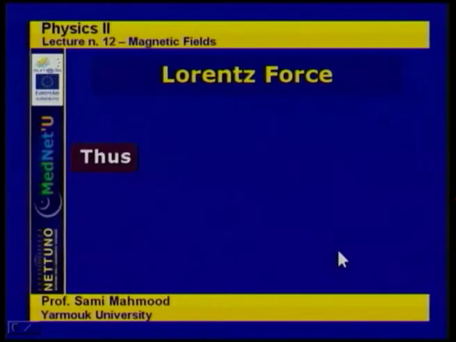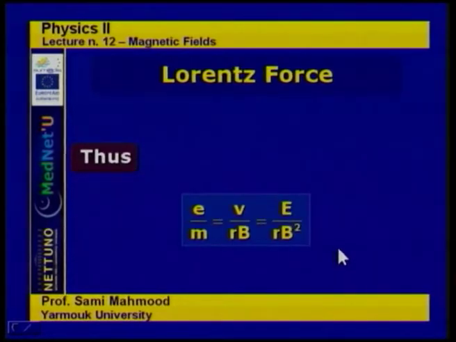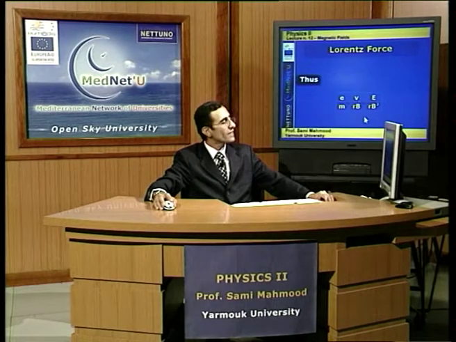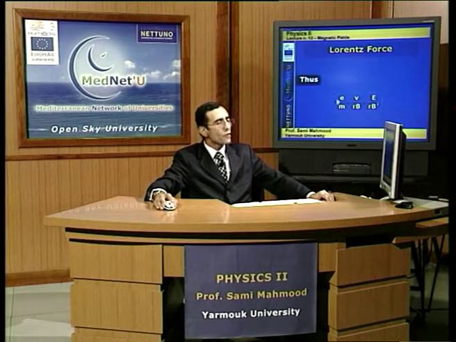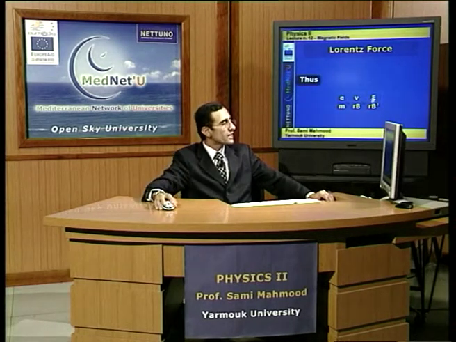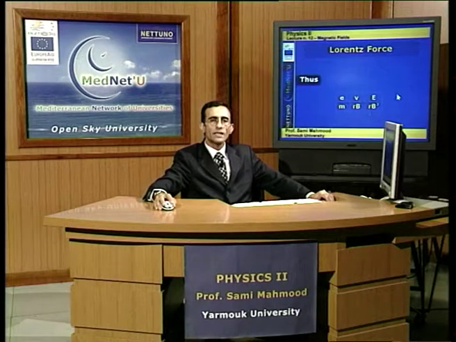So thus, just putting these together and modifying, we obtain the value e over m is equal to v over rB, which is equal to E over rB squared, where r here is the radius of the circular path in the magnetic field region. So e over m is determined by measuring the circular radius and the electric field applied and the magnetic field applied.